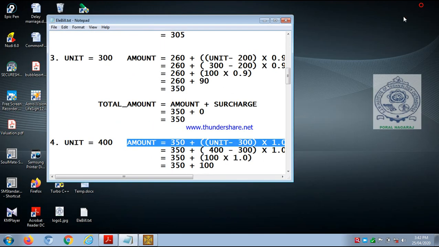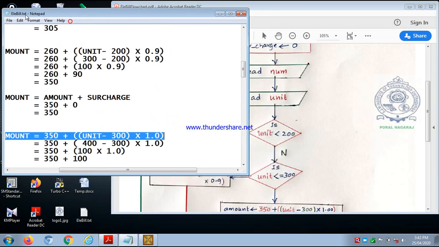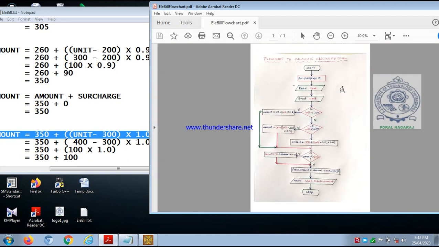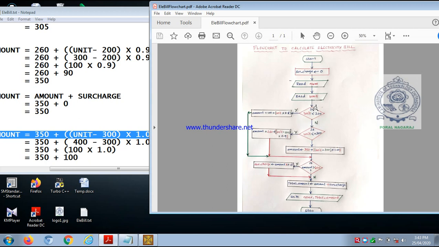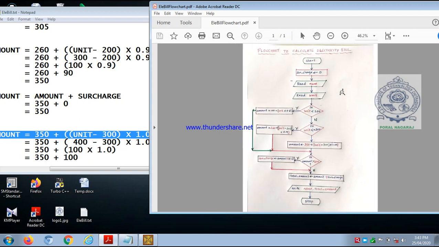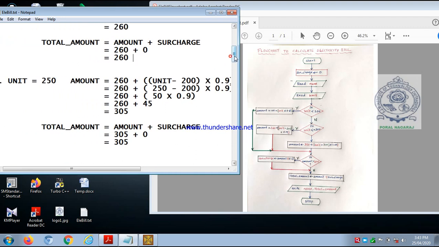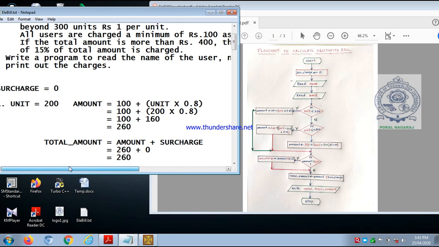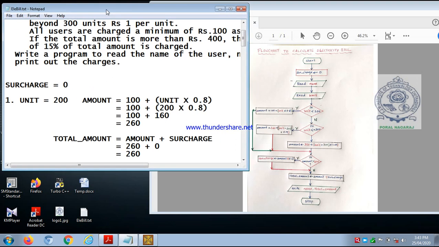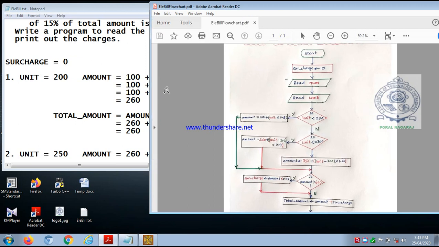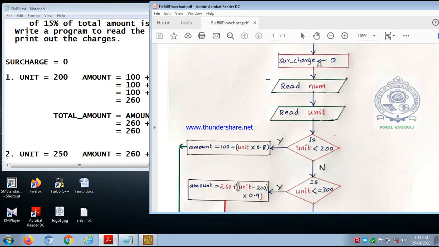Okay, so this is my flow chart. Start. First thing we have done here, you can observe, is surcharge assigned a value 0, surcharge initialized to 0. This is a processing box, that's why we have taken a rectangle.